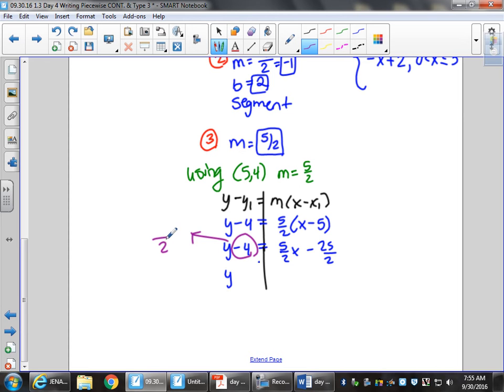-4 divided by 1 is equivalent to what divided by 2? So if we're going to work in halves, then to be able to add that over in a second, we are going to have common denominators. So now we can add 8 halves to both sides.